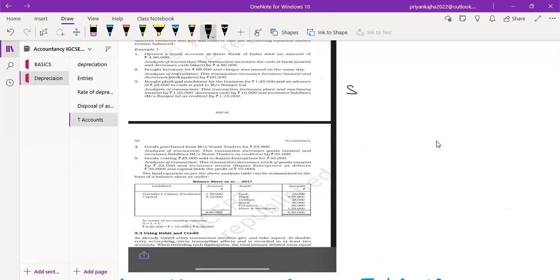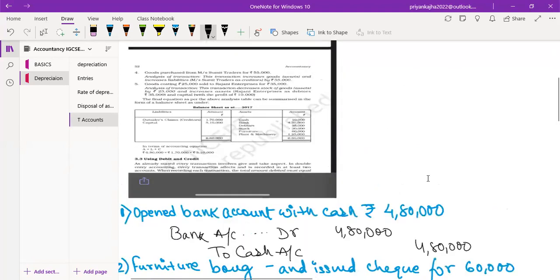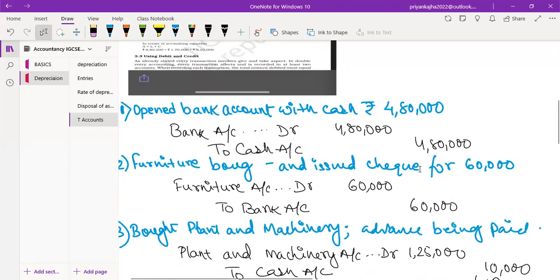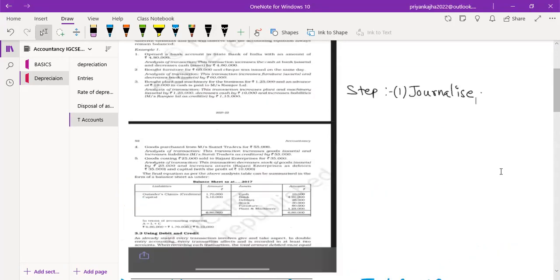The very first step, step number one, is that you have to journalize the given transactions. And this is how the journal entries will be made. Once your journal entry is done, step number two is to prepare T accounts.